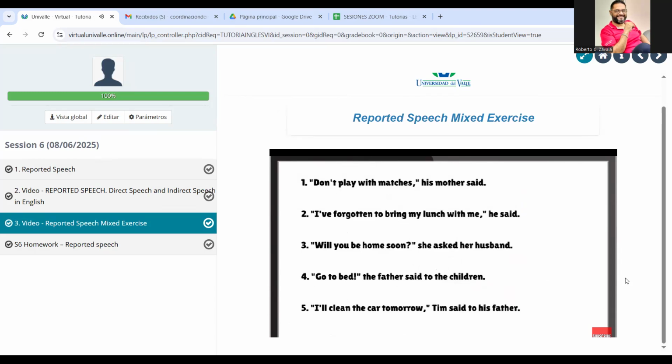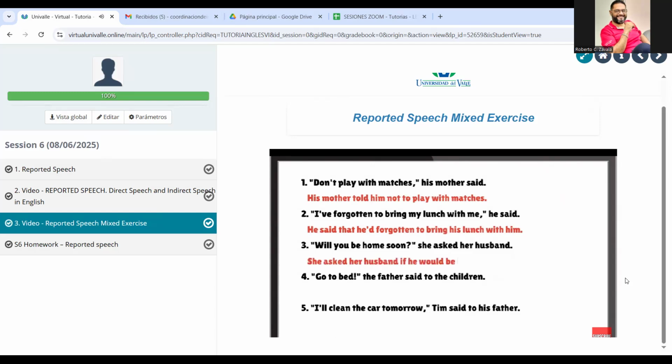Don't play with matches, his mother said. His mother told him not to play with matches. I've forgotten to bring my lunch with me, he said. He said that he'd forgotten to bring his lunch with him. Will you be home soon? She asked her husband. She asked her husband if he would be home soon.